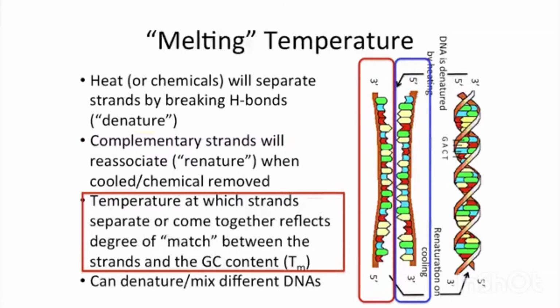The temperature at which the strands will separate or come back together reflects how well the base pairs are matched along the sequence, and it's also a reflection of the content of GC pairs. That temperature is called the melting temperature or midpoint temperature, Tm, and it's a measure of the stability of the DNA. So think about why an increased GC content would increase Tm.